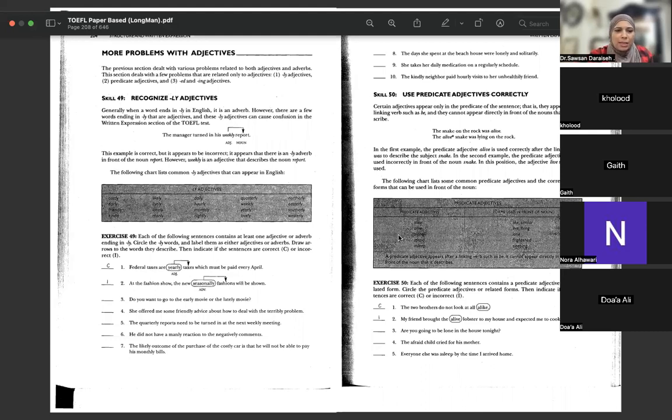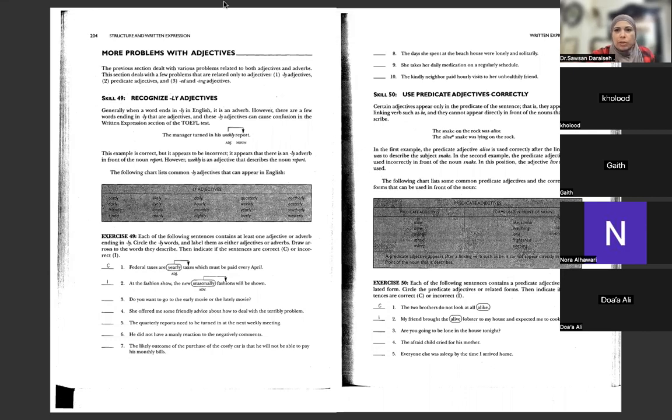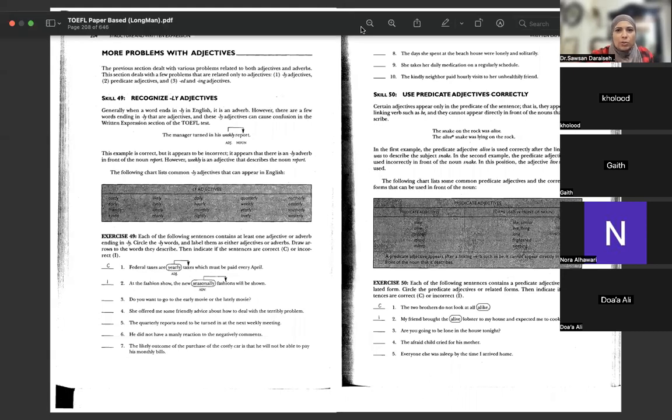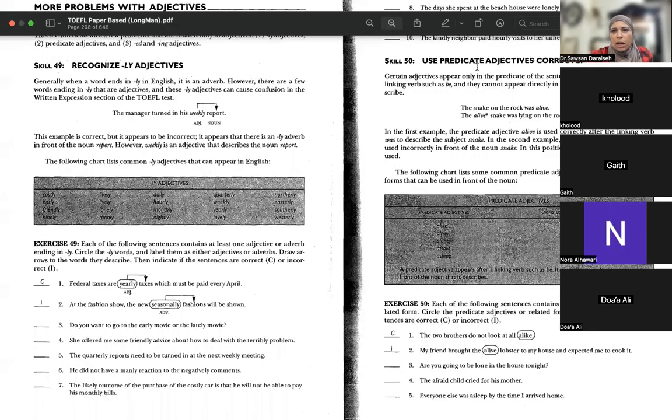Predicate means the part of the sentence that is after the verb. So why do we call them predicate adjectives? Because they are adjectives that can only come after the verb, and they cannot be used before the noun. And remember, we talked about, for example, beautiful.